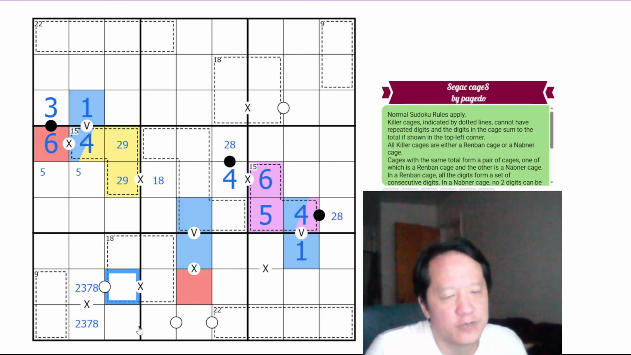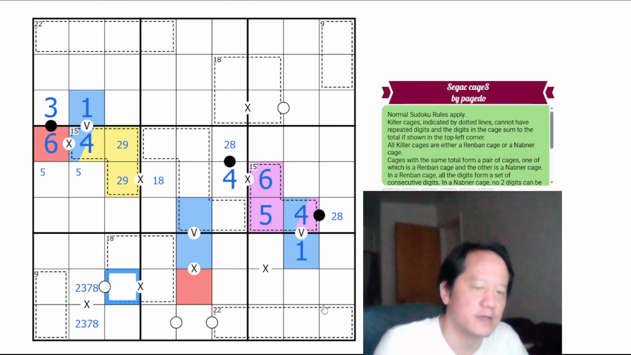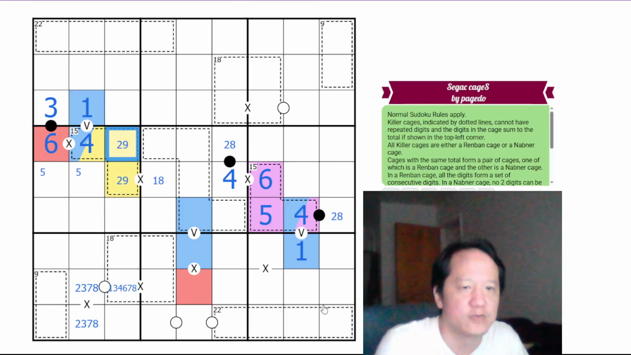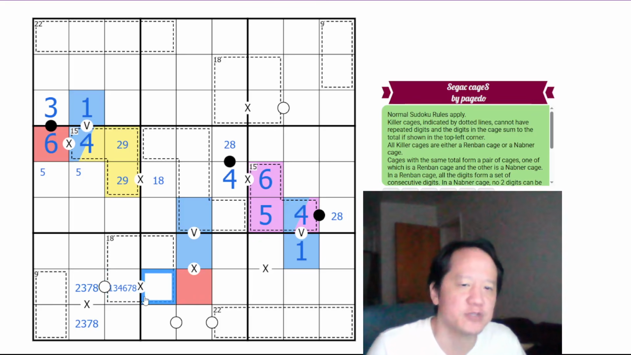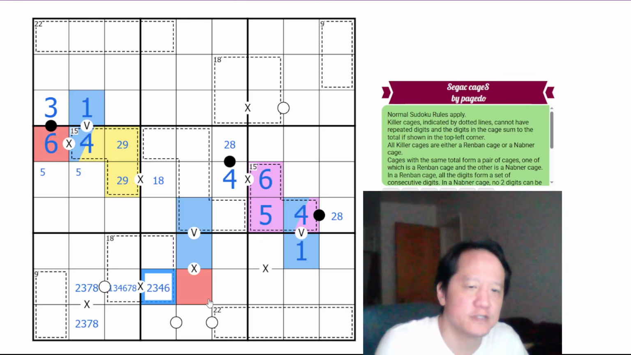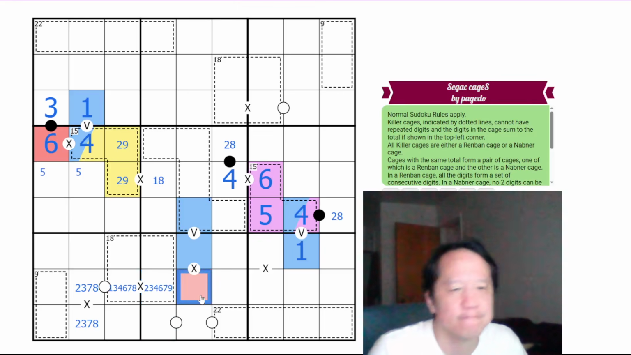This is consecutive with this digit, so this can be 1 through 4 or 6 through 9, but it cannot be 2 or 9 because of the 2, 9 pair in the column. So therefore, that's adding up to 10 with this digit, which could be 2, 3, 4, 6, 7, or 9.